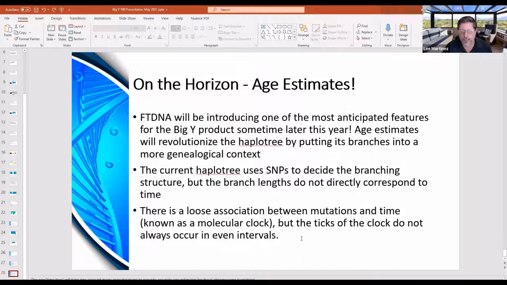And then I talked about age estimates. Really excited about that. So I'm expecting to see added value to the product that we purchase. And I guess my final word as I end is it is the gift that keeps giving. Yeah, you spend $350 to get a Big Y-700 test, but every time someone out there takes the test, you get a gift. It's like a little gift, right? Every time someone out there is taking the test, your tree grows.